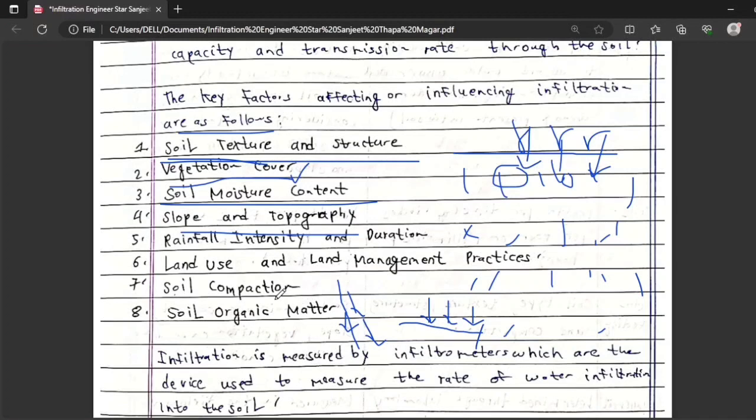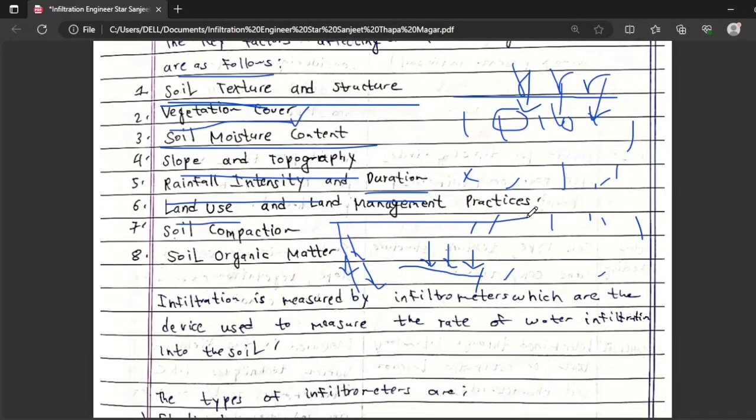And next is rainfall intensity. If the rainfall intensity is high, then due to the impact and due to high runoff, infiltration is less. And duration, if rainfall occurs in short duration, then more water will infiltrate. And if rainfall has occurred previously for long duration, then the voids already have moisture content, so infiltration rate decreases.